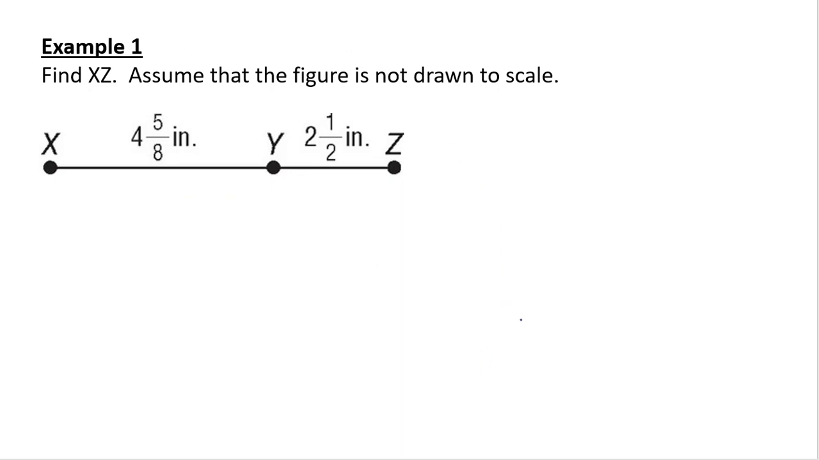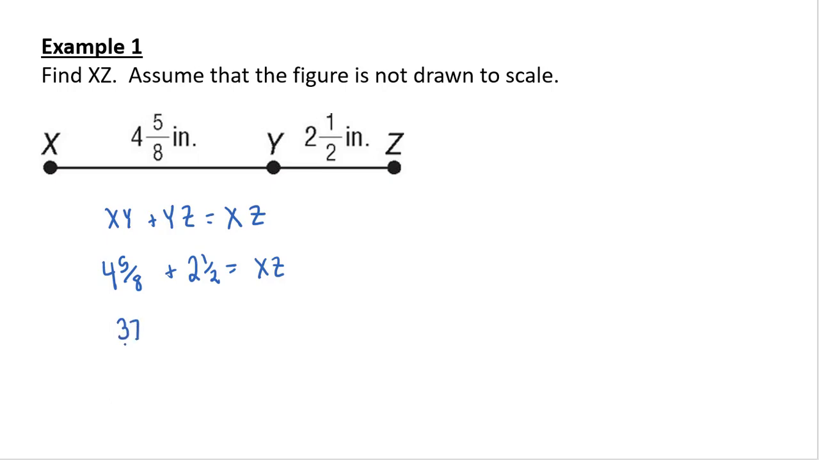Okay, our first example here. Find XZ. Assume the figure is not drawn to scale. Okay, so we know that XY plus YZ is equal to XZ from our segment addition postulate. So XY, so 4 and 5/8 plus 2 and 1/2 is equal to what XZ is. I like to add fractions if they're in improper form. It's just how I was raised.